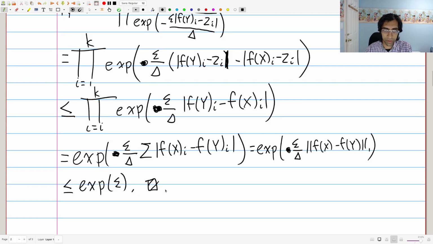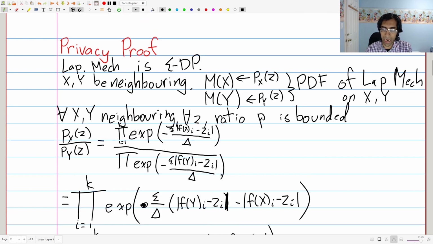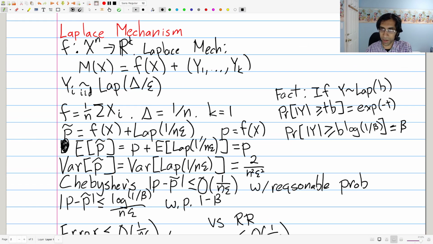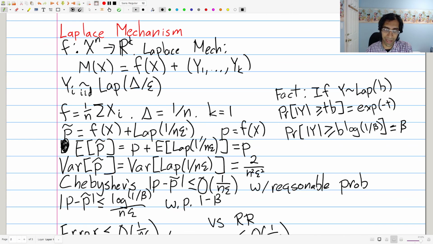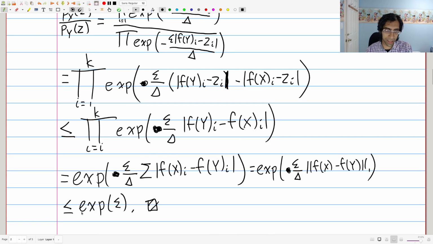So that's the proof. It's pretty simple, and it perhaps isn't so surprising in the end. Why not? Because just take a look at the PDF, which shows that the PDF decays exponentially, and the definition of differential privacy kind of has this exponential in the definition as well. So in retrospect, it really seems to be the right distribution to characterize differential privacy.